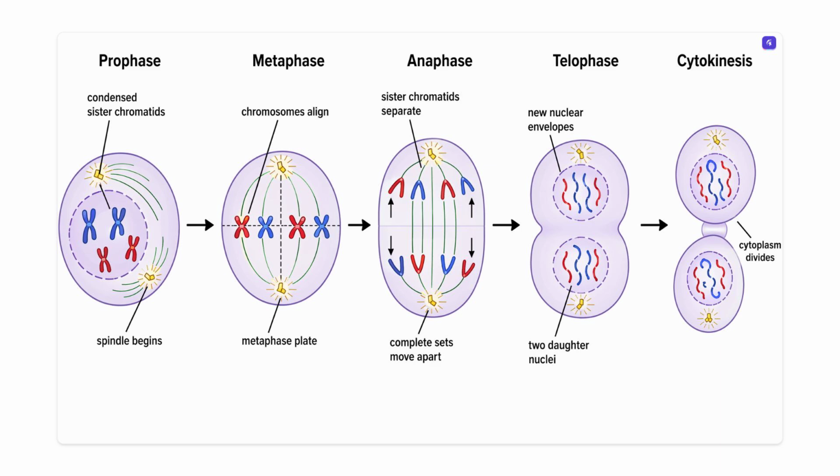What really matters is accurate spindle attachment and clean chromatid separation, because that is what preserves 1 complete genome for each daughter cell. The small final arrow points to cytokinesis, when the cytoplasm divides. We'll separate that idea from mitosis next, because mitosis divides the nucleus, while cytokinesis divides the cell body.